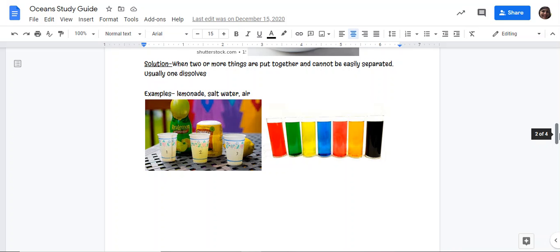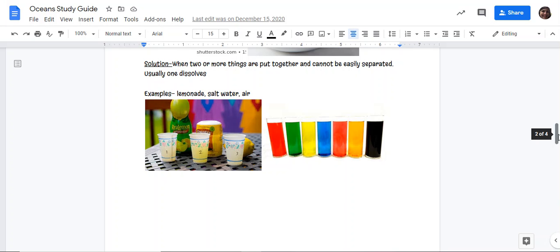It doesn't have to be just water mixed together with something. Air is also an example of a solution because I can't separate out the methane from the nitrogen from the oxygen and only take the parts that I want. They're all dissolved together to make one solution.